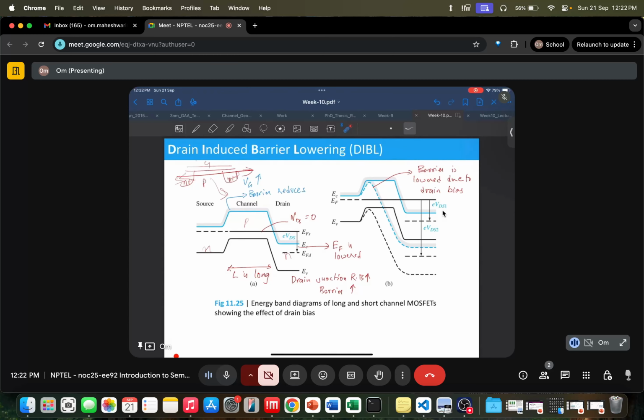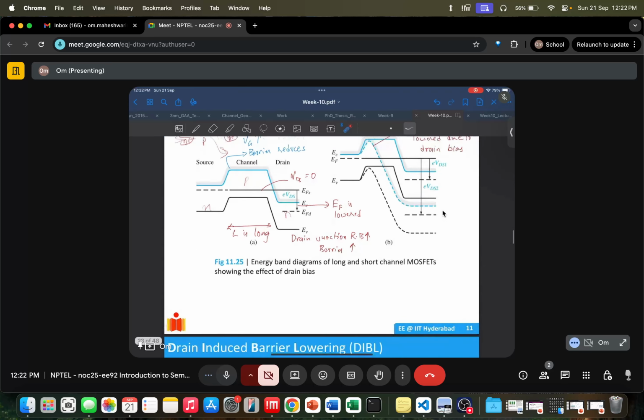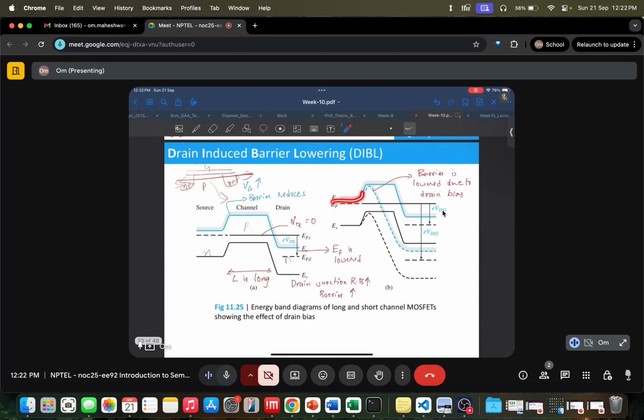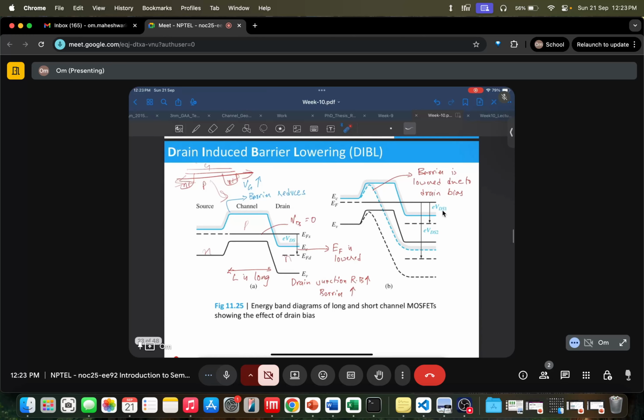What happens in a long channel device, when you're applying a drain voltage, is this side will go down, right? The bands on this side will go down. But in a short channel device, when you have a very short channel, this barrier is also reducing. You see, this is the barrier between this N side and P side for the electrons to come. This barrier is also reducing when you're applying a drain voltage. So the drain is lowering the barrier here, which in turn reduces your threshold voltage, which is an undesired effect.